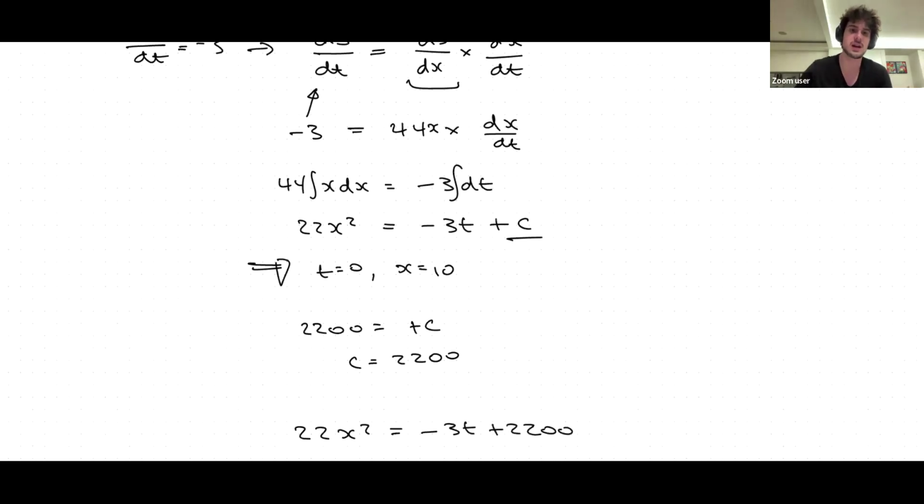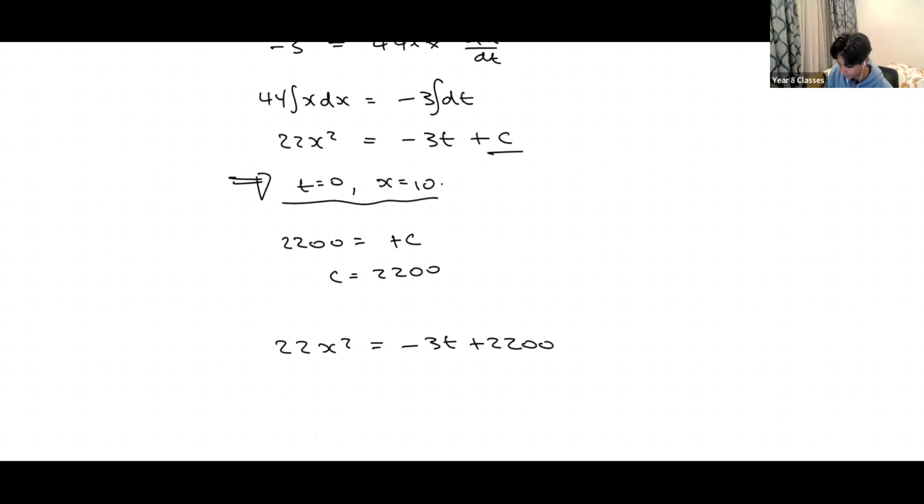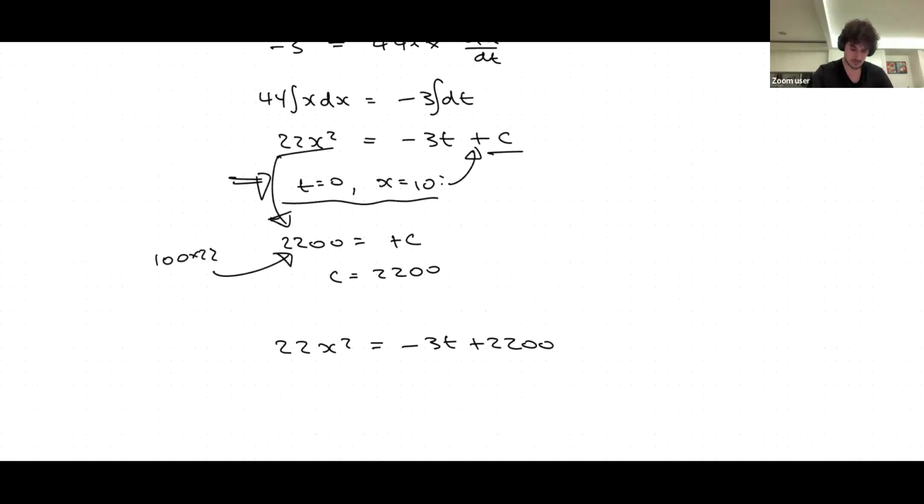Wait, sorry, how did you find c? I just plugged t equals 0 into this equation, which cancels this term out. And then plugging x equals 10 makes this 2200, because 10 squared is 100, so it becomes 100 times 22, which gives you this. Now I've plugged the c value into this equation again.